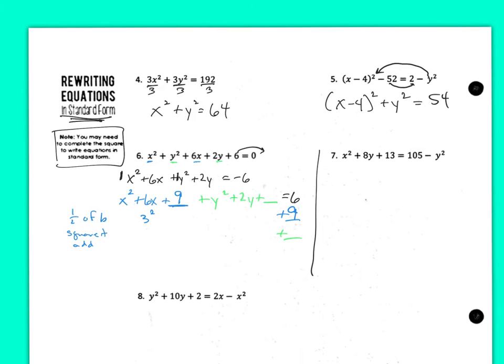So we'll do it again. 2 divided by 2, that's a 1. 1 squared is 1. That goes here, and then it goes on the right-hand side as well.